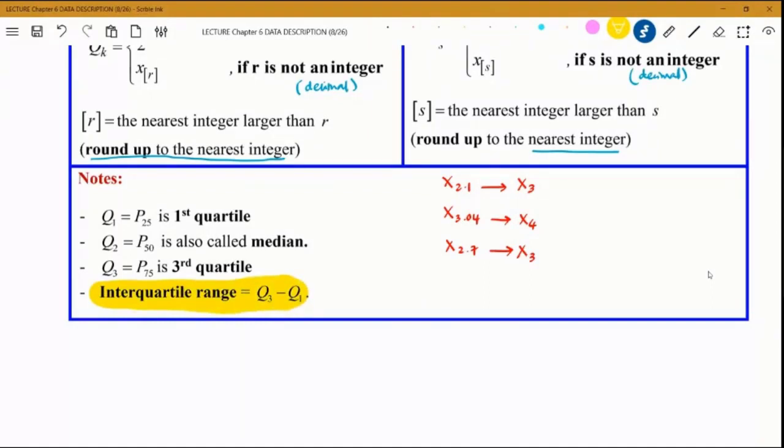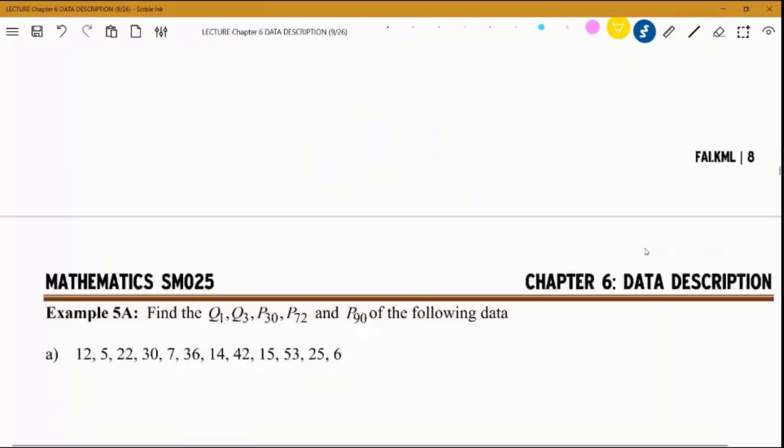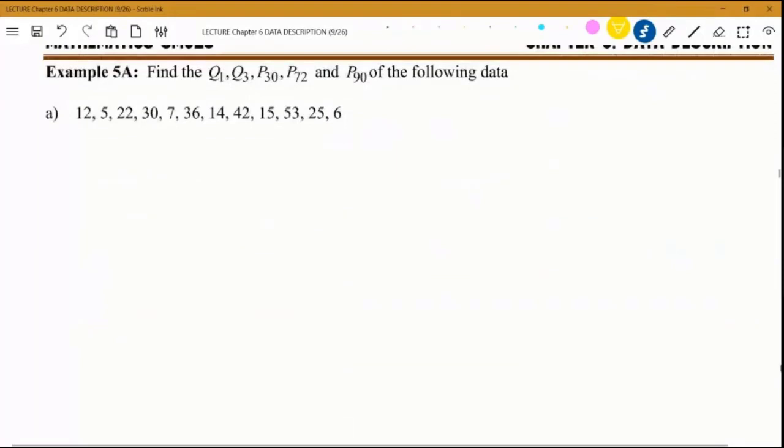Okay, so let's say we go through example 5A. Okay, so we have to find Q1, Q3, P30, P72 and P90. So starting we must arrange your data first. So for part A, if we arrange we will get 5, 6 and then we have 12, 14. Oh, we have 7, right?